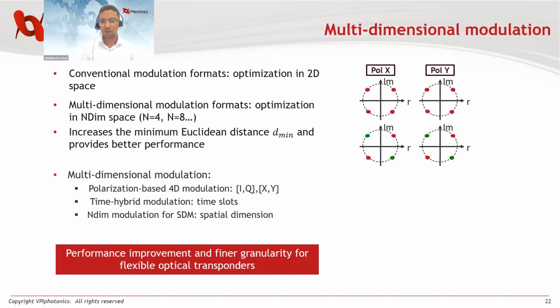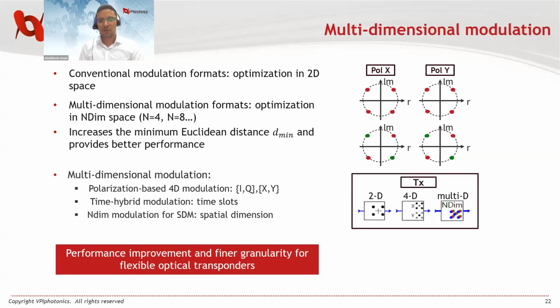Multi-dimensional modulation and also probabilistic shaping provide 2 main advantages. The first one is the performance improvement, and the second also important advantage is they provide finer granularity for flexible optical transponders, which are a key technology of next generation elastic optical networks, in which the bitrate is adapted according to the network demands. So by using probabilistic shaping and multidimensional modulation, we can change the spectral efficiency of the transponders, make it more flexible, and this is required for elastic optical networks.